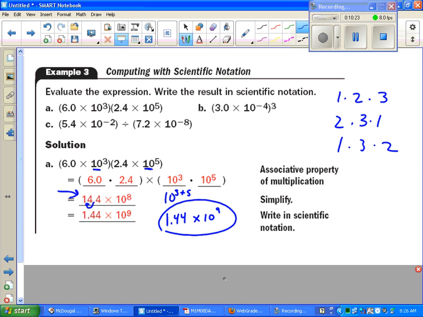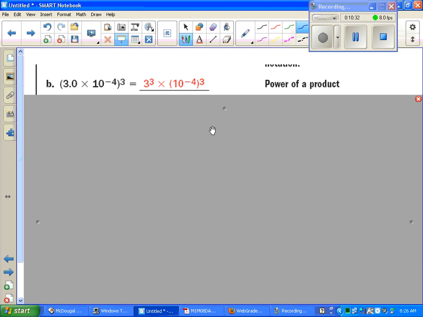The last step, moving the decimal one more time, is a part that gets people messed up, so make sure you're paying attention to the next one if we have to do that. 3.0 times 10 to the negative 4th to the 3rd. Okay, remember for this one, just like the bell work, you have to distribute the 3rd power to both things. So 3 to the 3rd and 10 to the negative 4th to the 3rd.